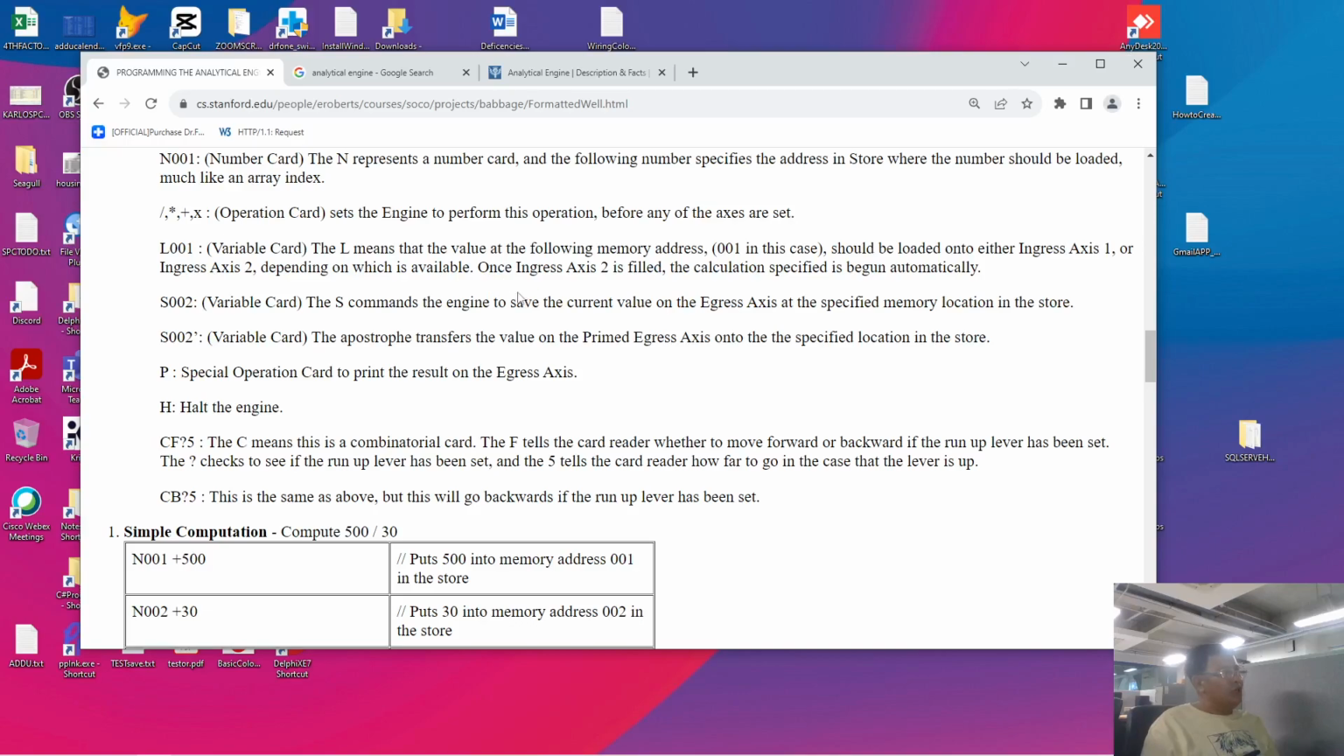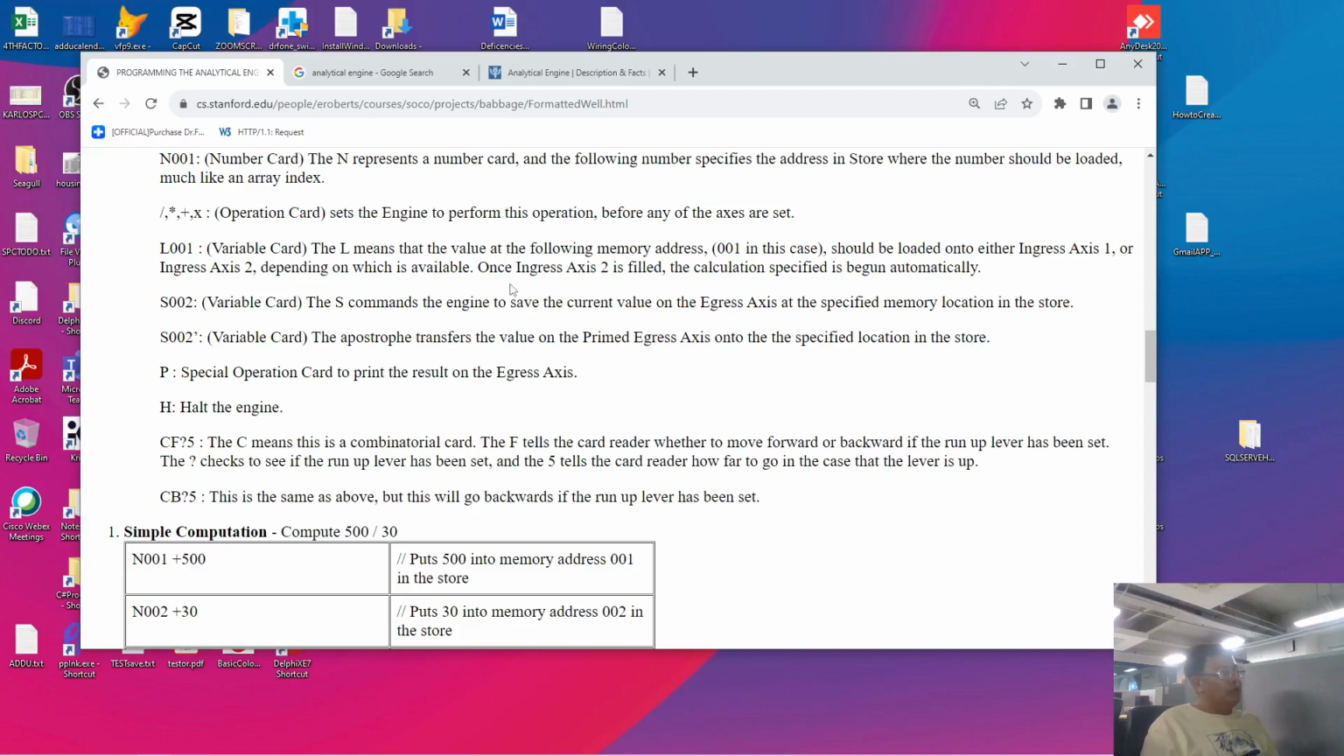L001 means load the value into the ingress axis. Remember that the ingress and the egress axis serve as the registers. When you say L001, we are trying to load the store 001 to the ingress axis. Now the convention is usually there are two loads. The first load stores to ingress axis 1 and the second load stores to ingress axis 2 automatically.